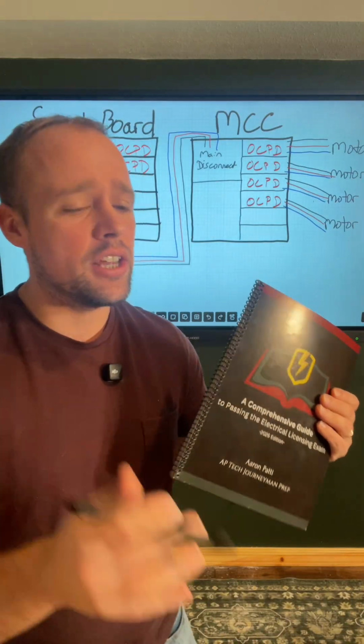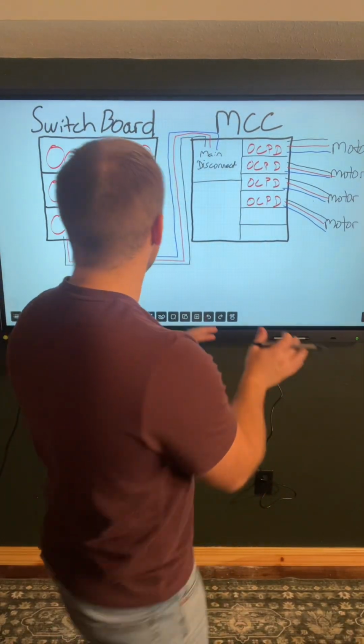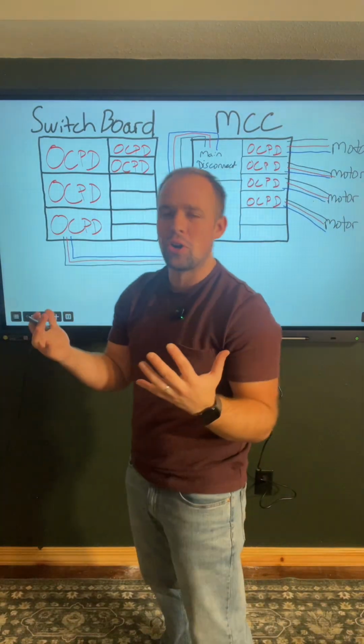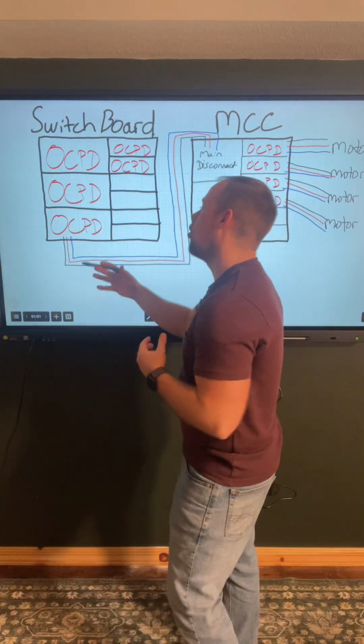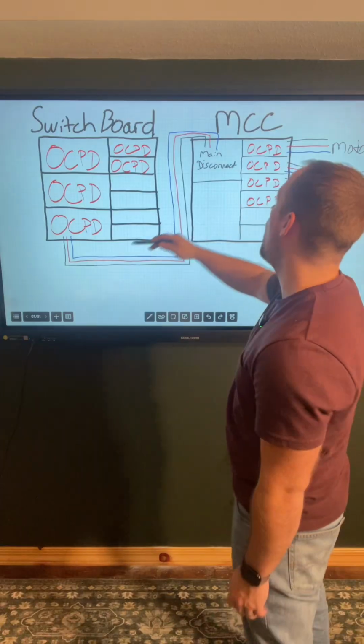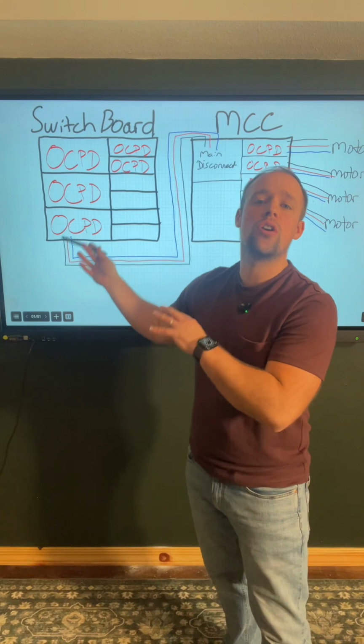Before I get into it, I did want to give this picture, just kind of describing what it is that we're going on here. So we have a switchboard and a motor control center. This switchboard is usually the bigger of the two, and it has multiple overcurrent protective devices. There is a particular overcurrent protective device that passes power to the motor control center. Here, I'm going to call that the feeder overcurrent protective device.